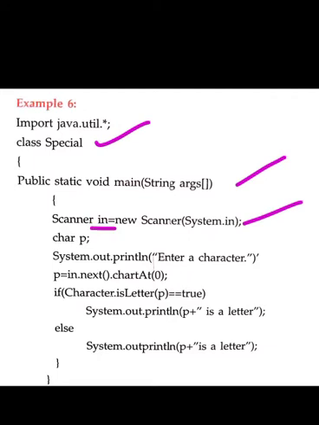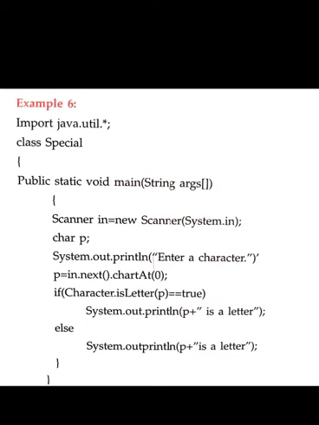And when you have to accept a character, you want to stop the compiler to accept a character, you have to write in.next().charAt(0). So here it will stop to accept the value of a character, and whichever character you are giving, it will check whether it is a letter.